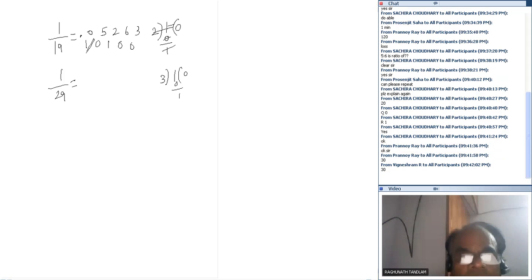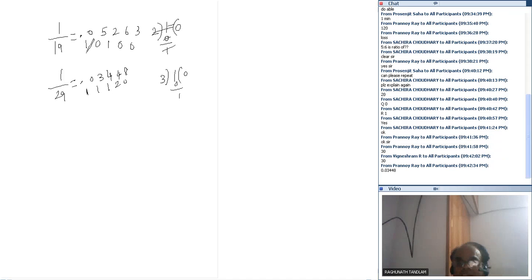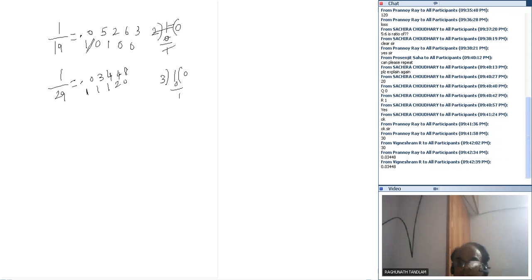Now 10 should be divided by 3. What is 10 divided by 3? What's the quotient, what's the remainder? 3, 1. Beautiful. You can go to the 4th decimal if you want. 0.03448. Are we clear with this? Or do you want me to try one more? Are we clear? Yeah, good, Pranay. Sachin, are you clear? Vignesh?